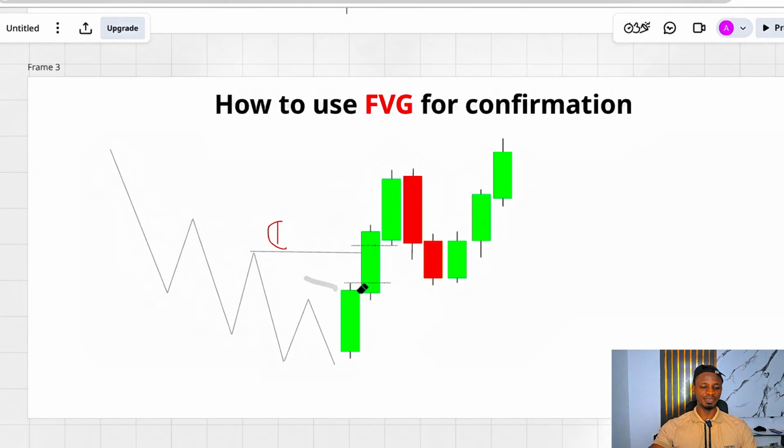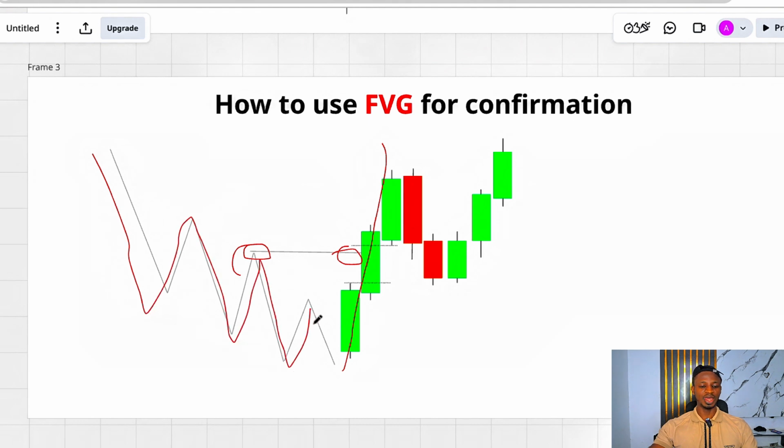You understand? We already have a market structure shift from this place. This place alone has shown us that the price has broken towards the upside. You understand? Previously the market was forming lower low, lower high, lower low, lower high, lower low, and all of a sudden the market breaks above.